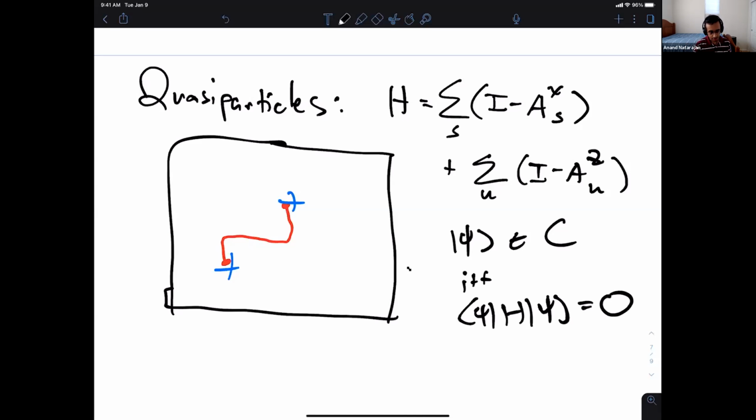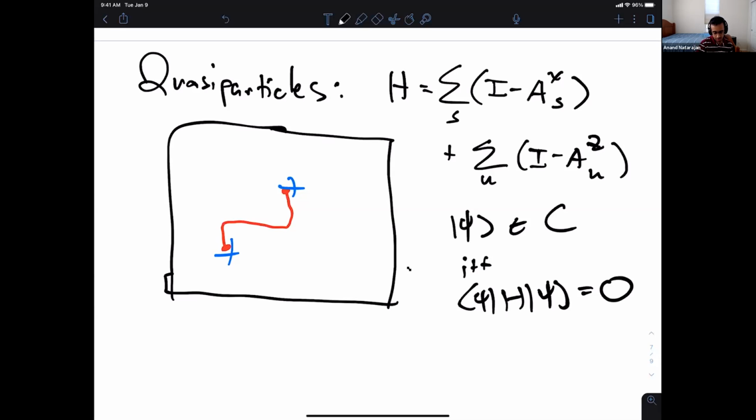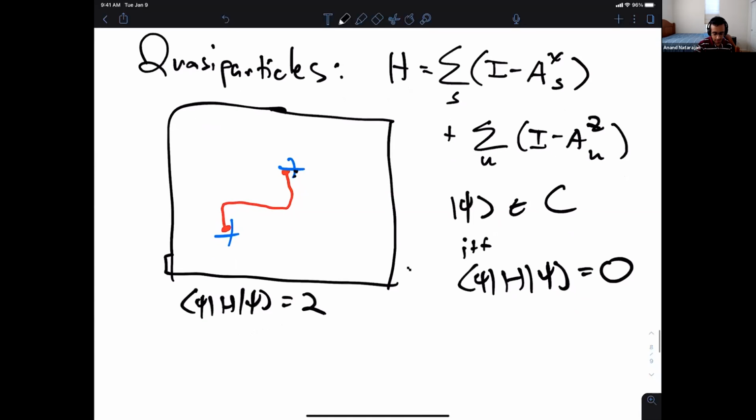And now if an error occurs like this one, you can first of all interpret this error state as being an excited state of this Hamiltonian. So it's some state above the ground state. And here it's going to be a state with energy 2, because one of these terms for each of the stars is going to be violated. So you get an energy cost of +1 for this star and +1 for that star. So here, <psi|H|psi> is equal to 2. And these things here are called quasi-particles.